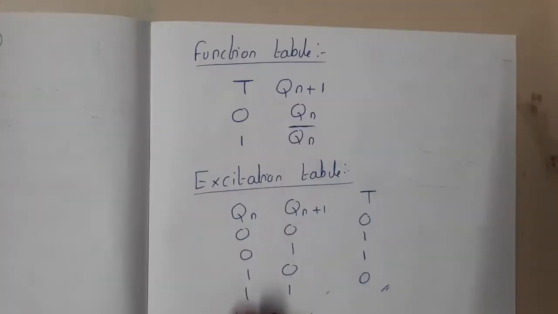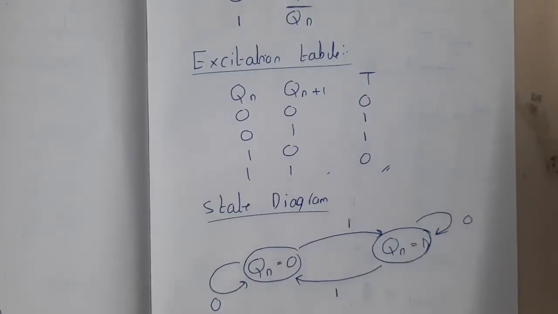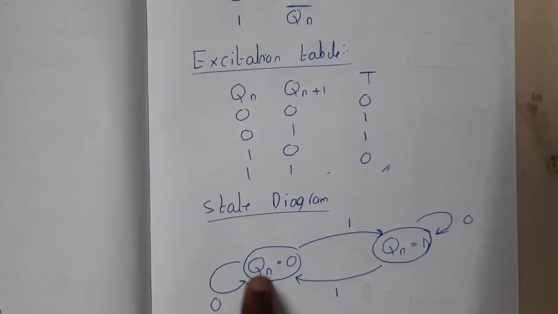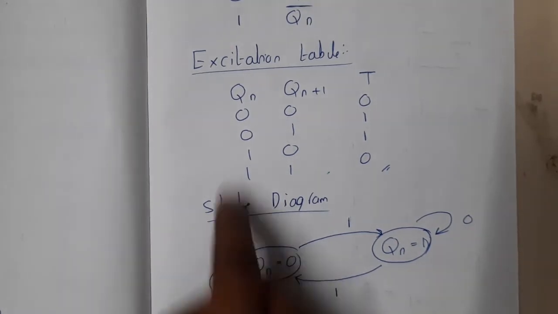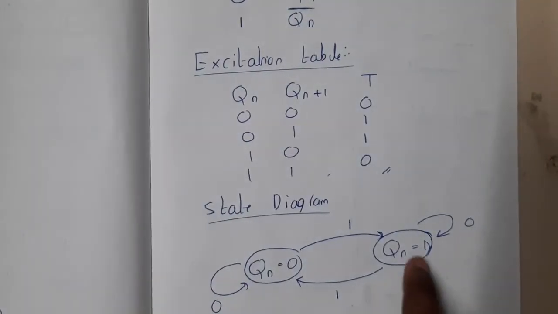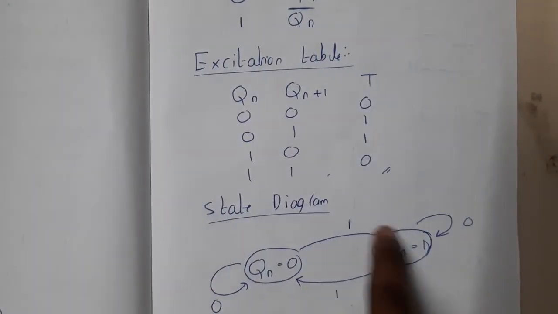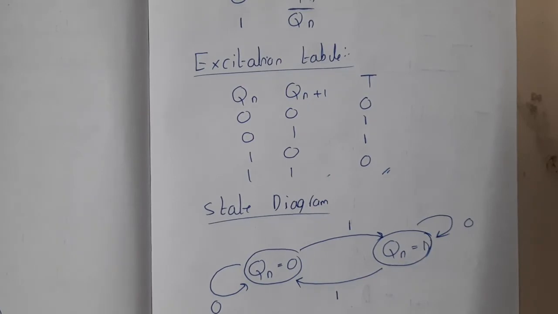With the help of the functional table, you can draw the state diagram. Qn is 0 and Qn is 1. At what time will Qn be 0, guys? If the input is 0, there will be no change. And if the input is 1, it will move to the other state, right? Based on that, you can directly draw the state diagram.